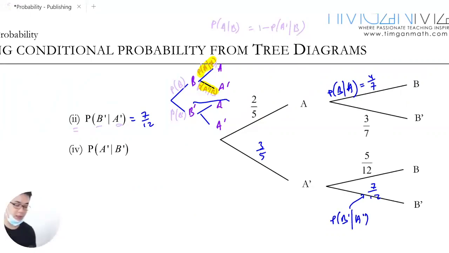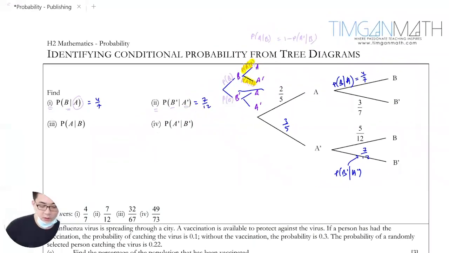Then the next question is, Mr. Gunn, how do I find P(A given B)? Okay, so that's the important part. Can you find it from this tree diagram? The answer is no, right? You can't find it from this tree diagram straight away because this tree diagram doesn't start with B. What you want is starting with B.